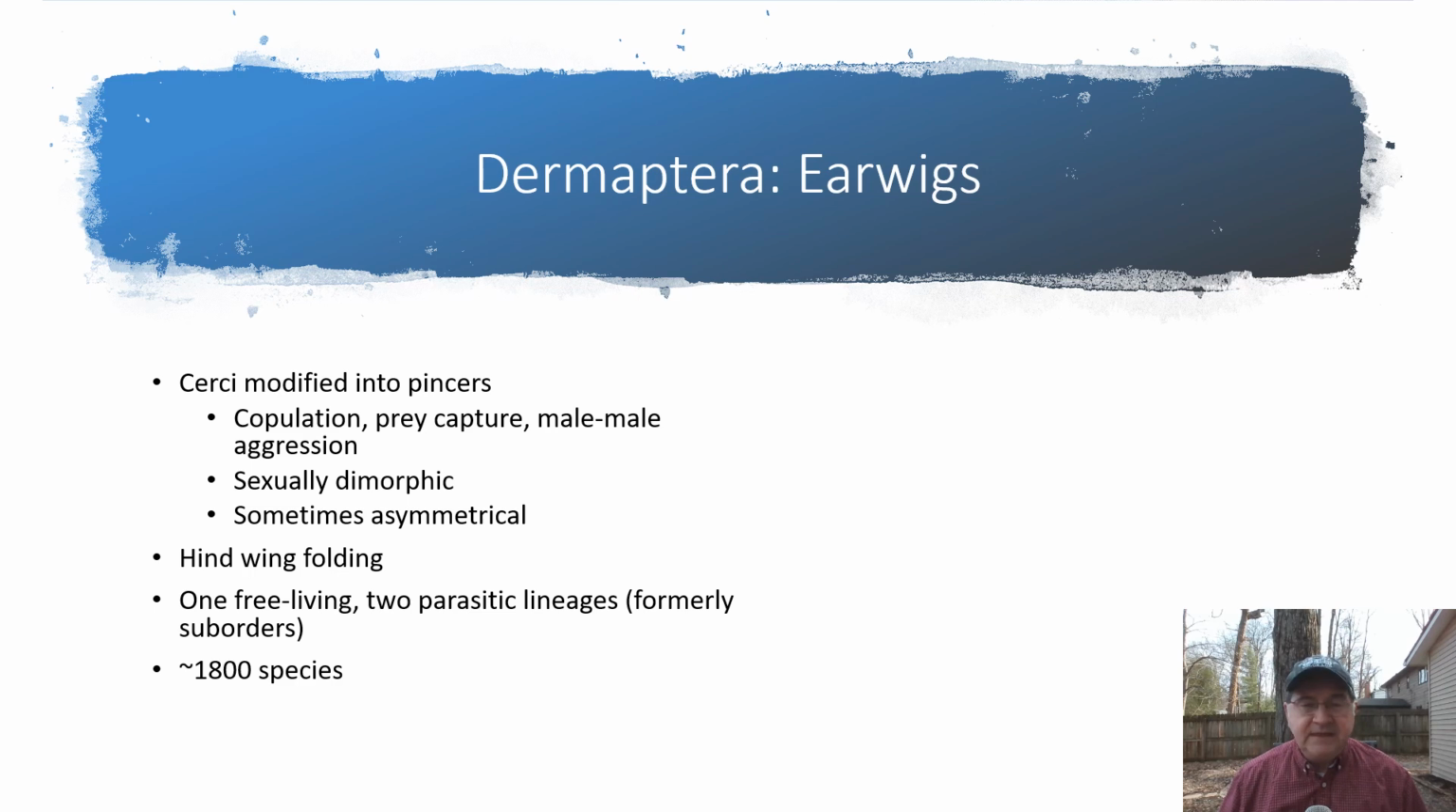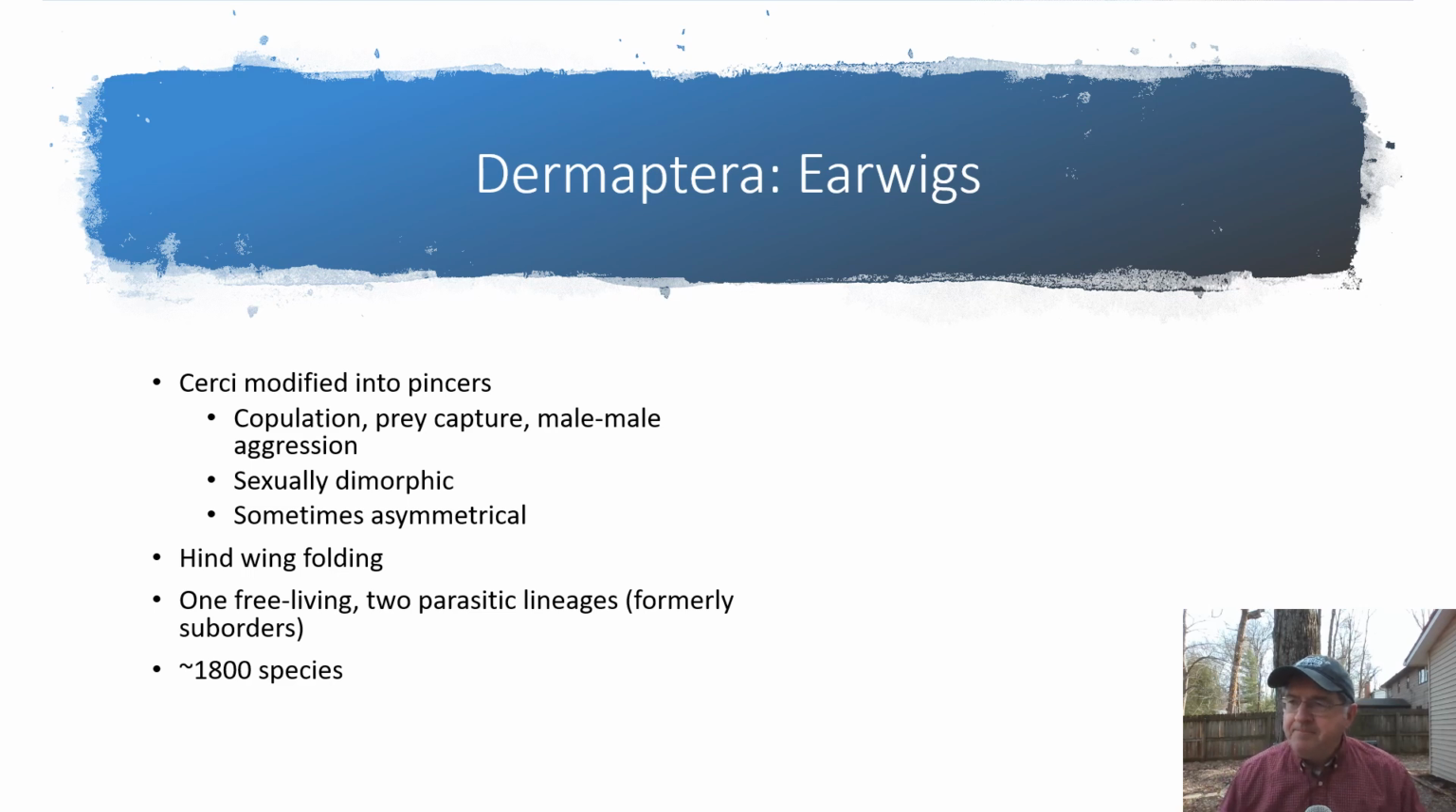The cerci can be sexually dimorphic, with typically, if a species is sexually dimorphic in the development of the cerci, the males more elaborate and the female cerci shorter. And sometimes the males have extremely long cerci, and these cerci can also be asymmetrical at times. And I'll have a picture of that in a second. So the small forewings and the larger hind wings. The hind wings, when at rest, are folded in a complex fan-like pattern underneath the small forewings.